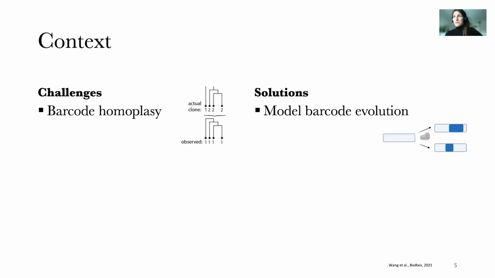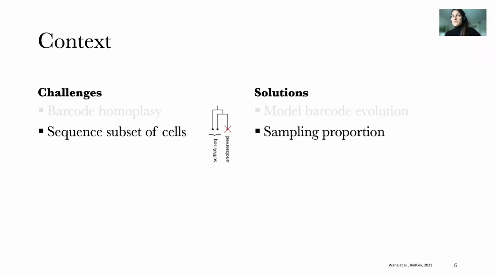There are several challenges involved when analyzing this data, and I'll show you here those challenges that our method can address. One challenge is barcode homoplasy. That means a barcode or a scarred barcode arising multiple times independently, even though the cells do not share any ancestral relationship. And we address this by modeling barcode evolution, and this allows us to weigh different barcoding or scarring outcomes. Another challenge is that we usually sequence only a subset of the cells. In our method, we have a parameter, the sampling proportion, where we can directly specify how many cells of the whole cell population we have sequenced.